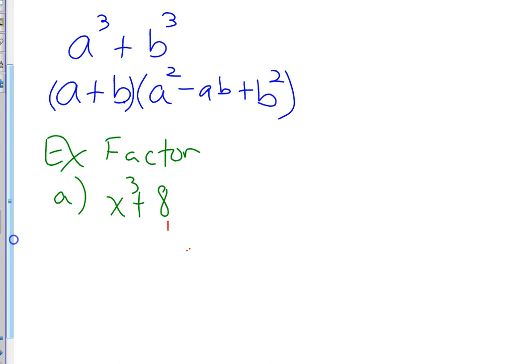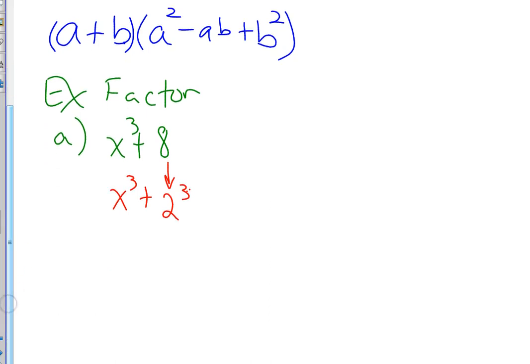Oh, wait, isn't 8 the same thing as 2 cubed? So isn't x cubed plus 8 the same thing as x cubed plus 2 cubed? All right? Well, now this looks like the sum of two cubes. So for me to factor this, here's what I'm going to do. I'm going to take one of each one of these x's and 2's, and that's going to go in the first parentheses. All right? And again, this sign has to agree with this sign.